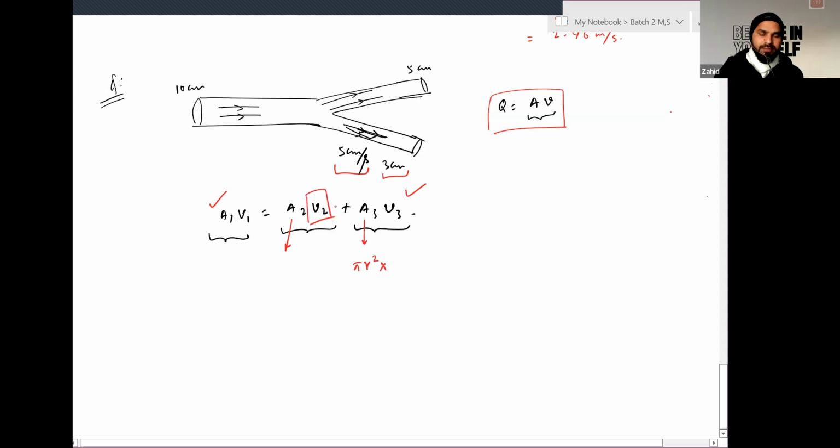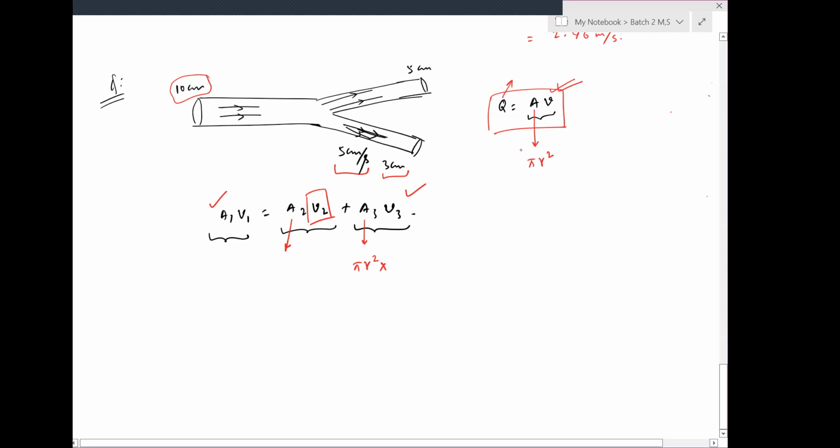Now, since Q is given, which is the rate of flow of liquid, for the first main branch, the radius is 10 centimeter. So we may write this area as pi times r squared, where r is 10 centimeter. So from this relation, we may find V1 as well. Okay. Yes, sir.